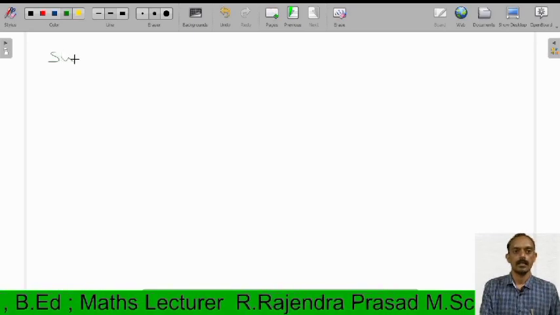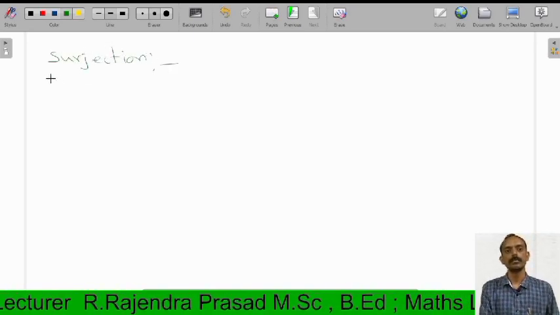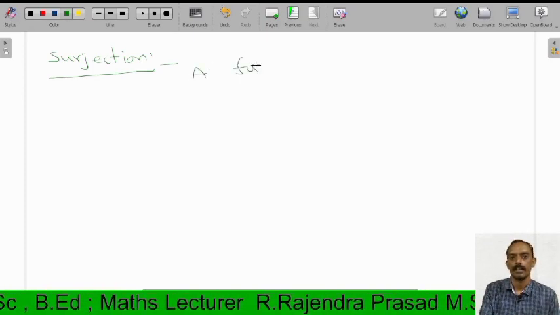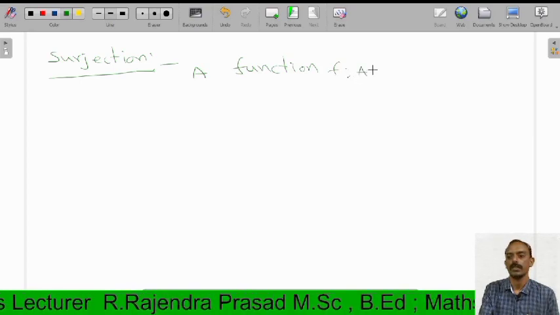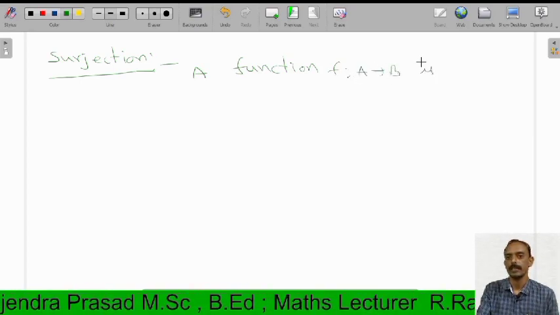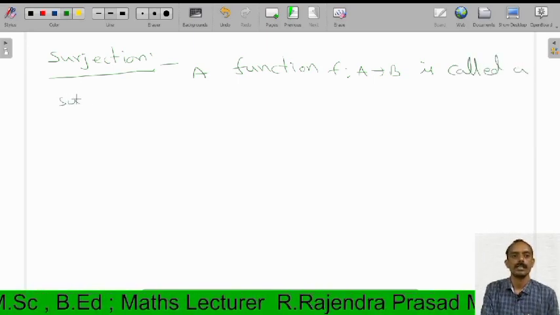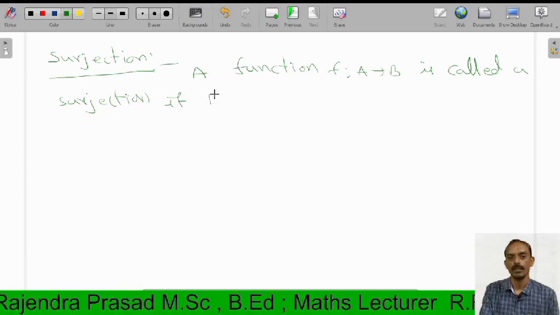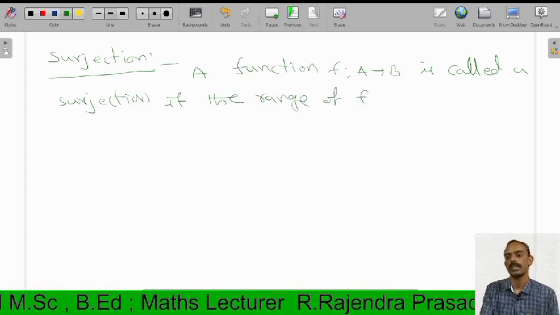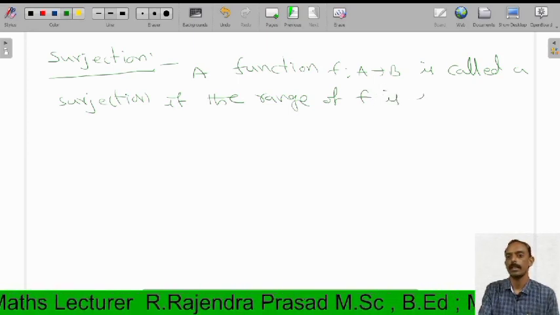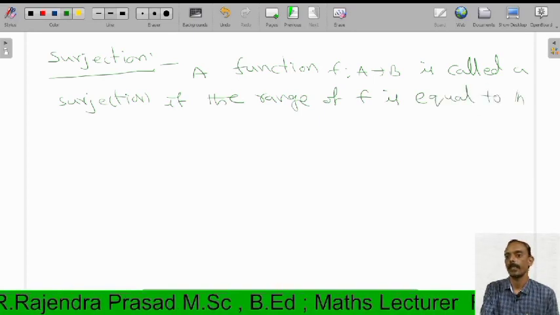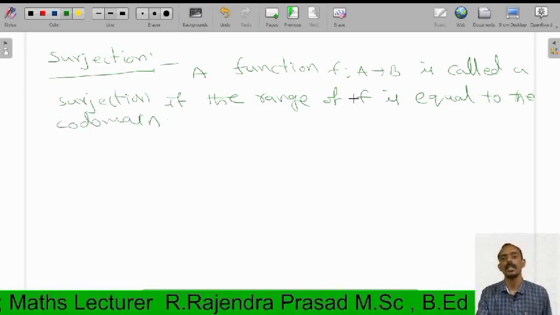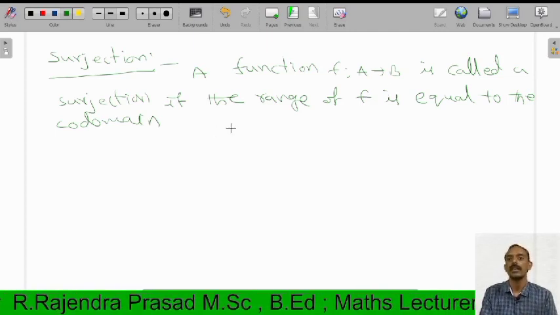Surjection. Surjection ఏంటి? A function f: A to B is called a surjection if the range of f is equal to the codomain.